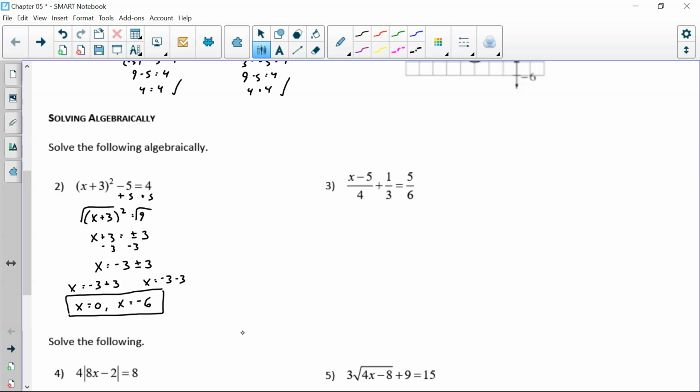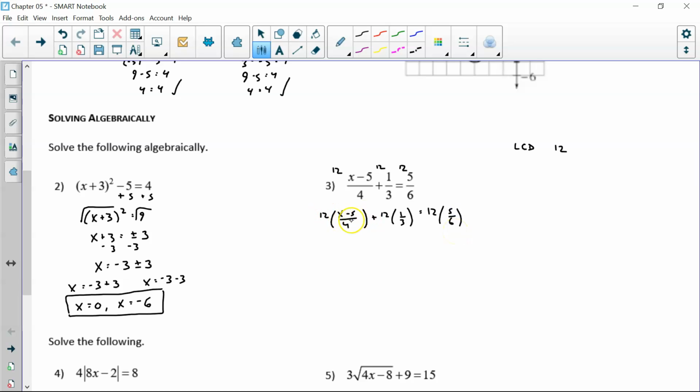Number 3, as we did in the last chapter, we can clear out the fractions by multiplying by the LCD. And that common denominator of 4, 3, and 6 is 12. So we're going to multiply each term by 12. I'm going to write it out. 12 times the quantity x minus 5 over 4, plus 12 times 1 over 3 equals 12 times 5 over 6. That'll help us see that we simplify before we multiply.